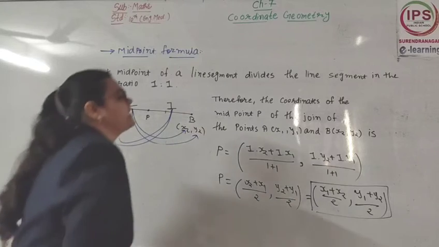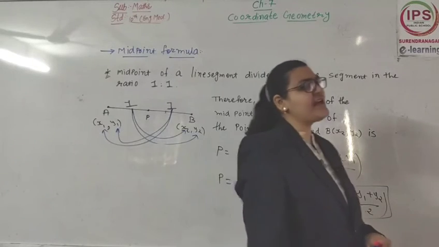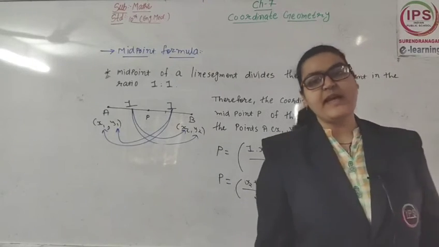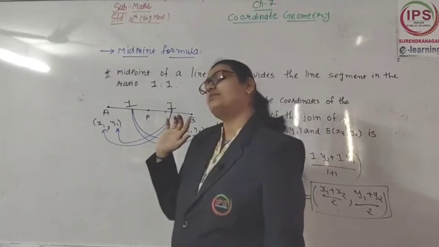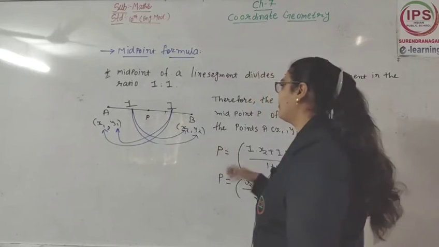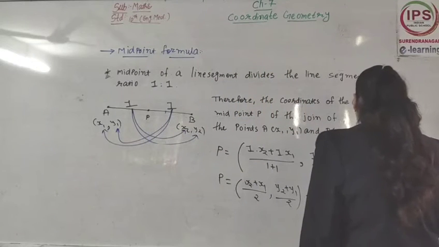So here for the next exercise we have seen three formulas. First one is the section formula, then when line segments divide in the ratio k:1, and third one is the midpoint formula. Correct? Okay. Now we are going to see example number 6.